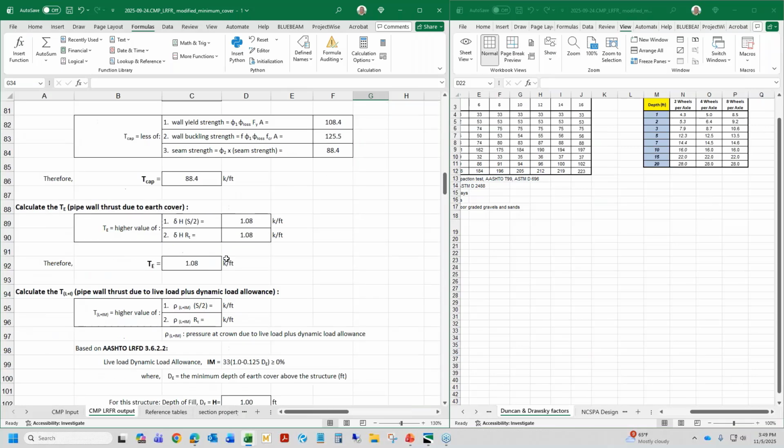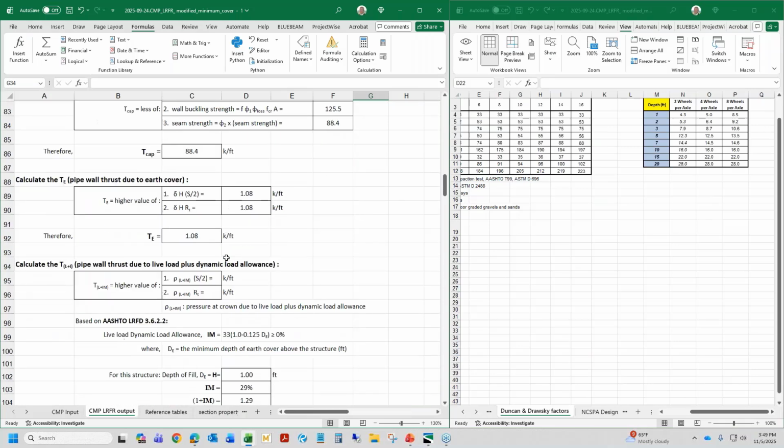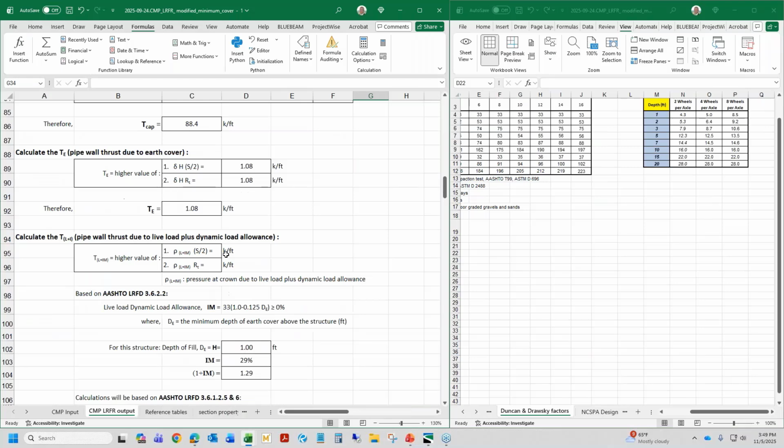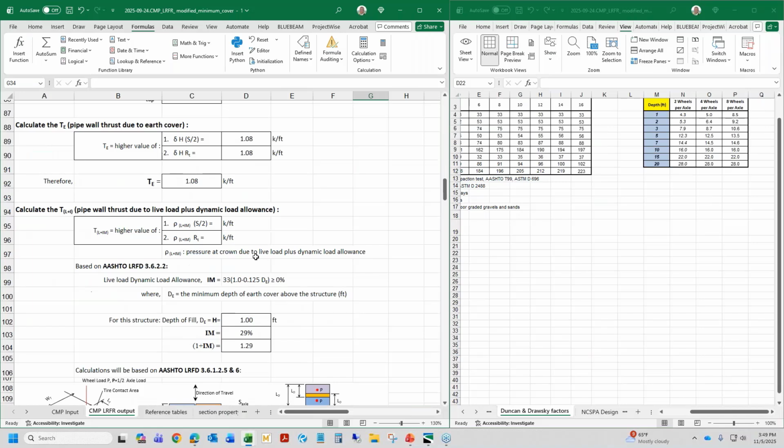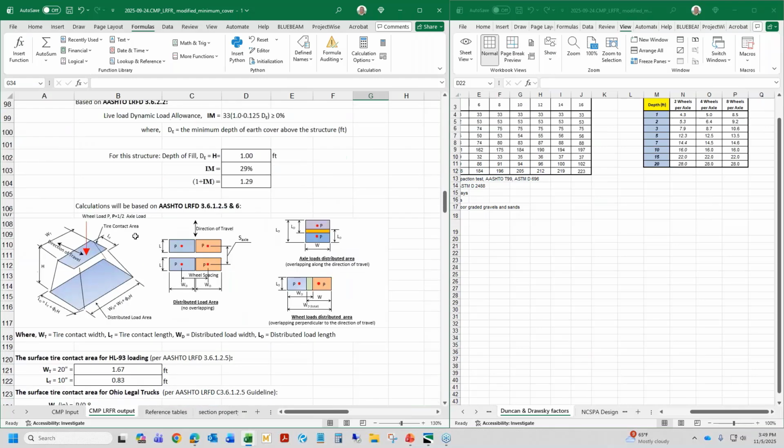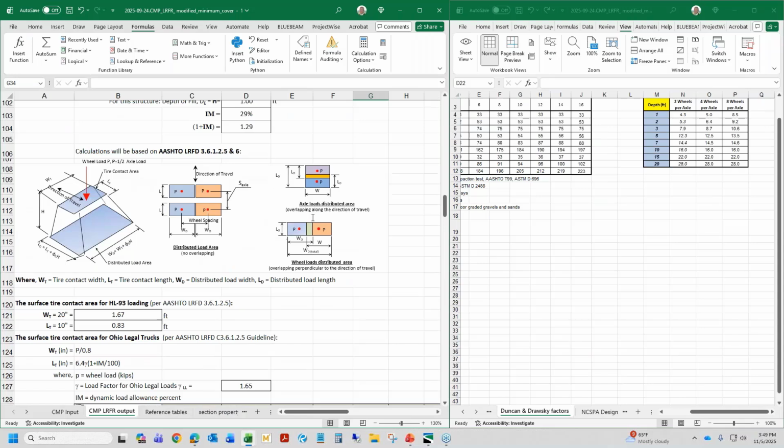Next, we have to look at live load and how live load impacts that. So the first thing we do is we look at the dynamic allowance. We add a dynamic allowance to the overall live load and we get our dynamic factor. In this case, the dynamic factor is 1.29. From this, we then go through and do the load distribution, and we take the particular configuration of the tire patch on the particular test vehicle.